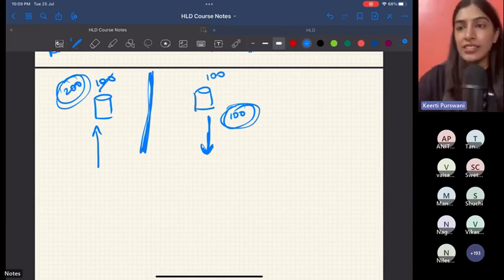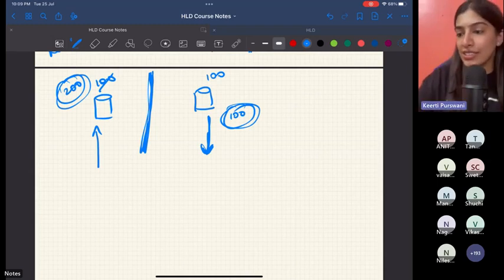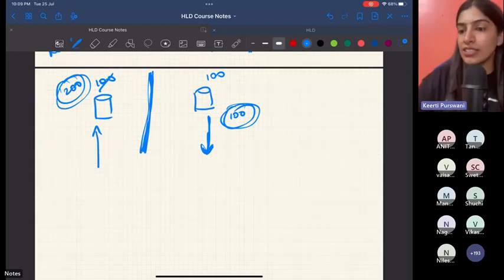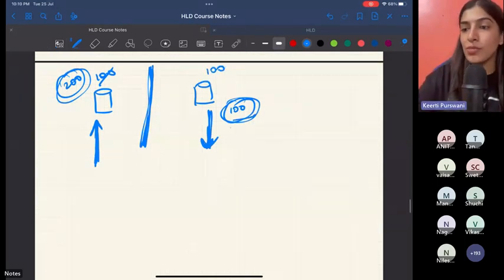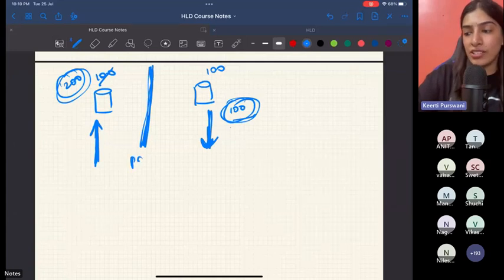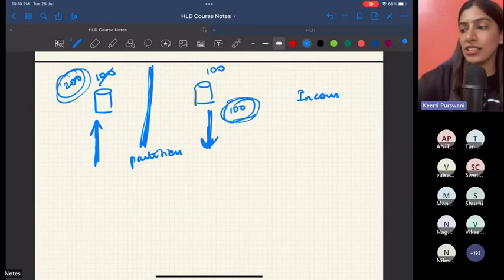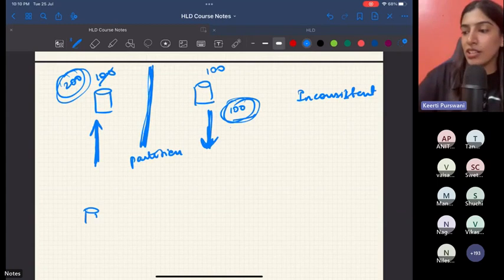Very good. Yes, so it is not consistent. It is inconsistent. How is it inconsistent? Because we updated the value to 200, but the value that we see is 100. So we were not able to synchronize. Very good, Rama. So we were not able to synchronize because of what? Because of a partition that happened in between. So in this case, our system is inconsistent.